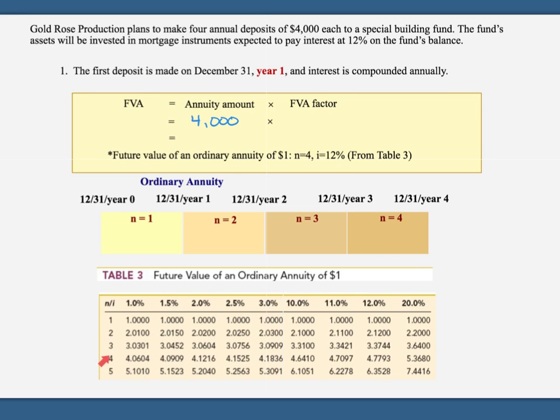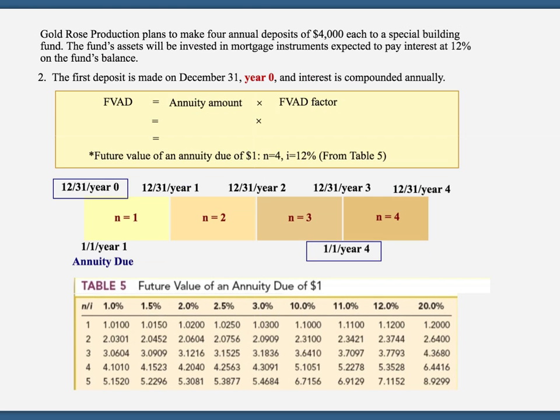If we look down here, the 4th period at 12% is 4.7793, which is the factor that we will multiply by. We put that in here. And then that's going to tell us what the total accumulated balance will be for this scenario. It's going to be $19,117. And again, this is the future value of an ordinary annuity.